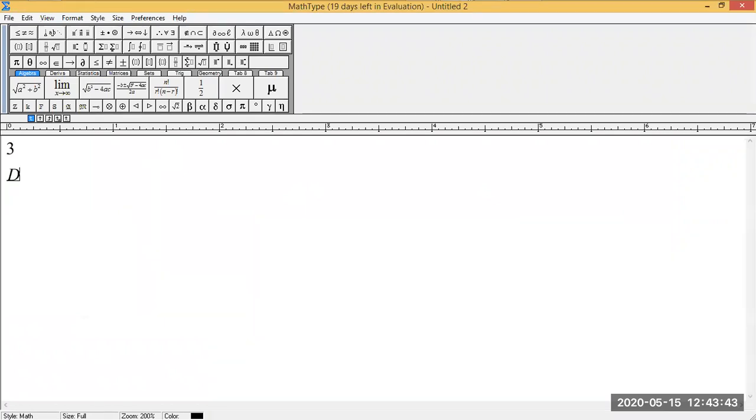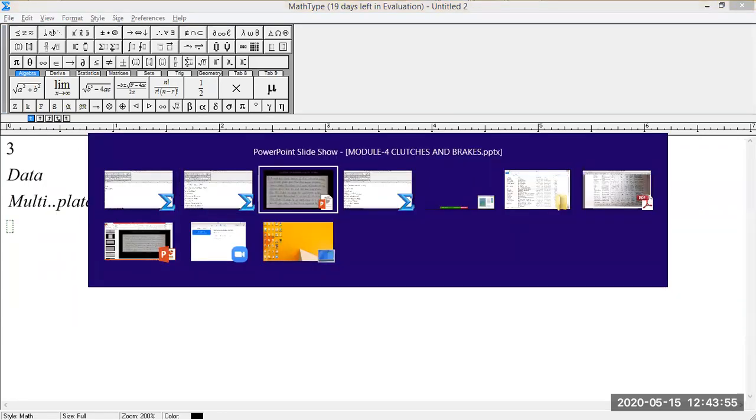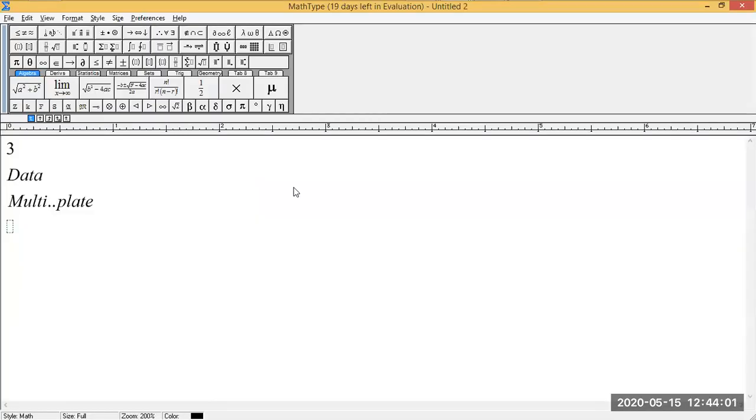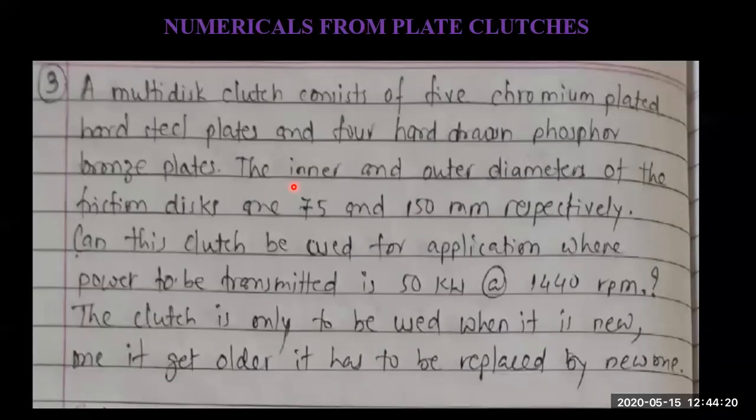The third problem, data given: again a multi-plate clutch with chromium plated and phosphor bronze plates. Then the inner and outer diameters are given as 75 and 150.